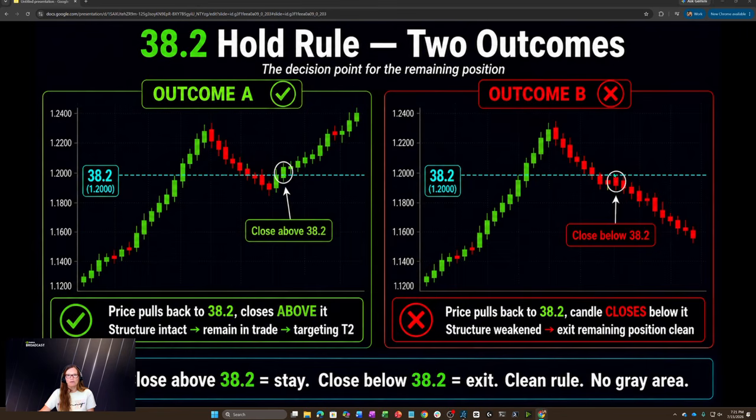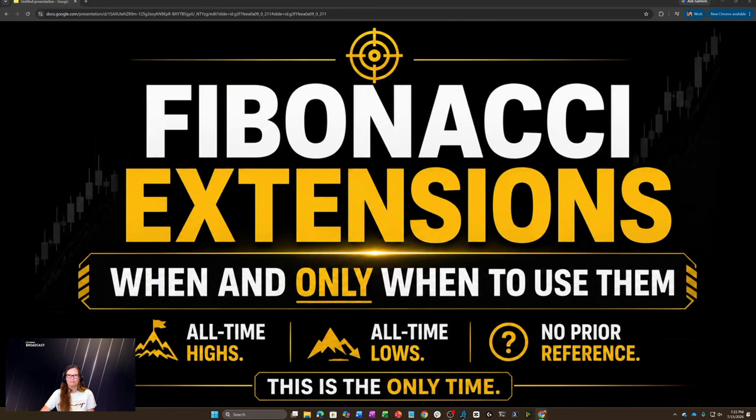The reason I love this rule is that it removes the in-trade guessing about when to take the rest off. You're not watching a trade and asking yourself, is this pullback too deep? Should I hold? Should I exit now? The 38.2 answers that question for you. It's already decided. You just watch and execute. If the candle closes above the 38.2, stay in the trade. If you get a candle close below the 38.2, go ahead and exit your runner.